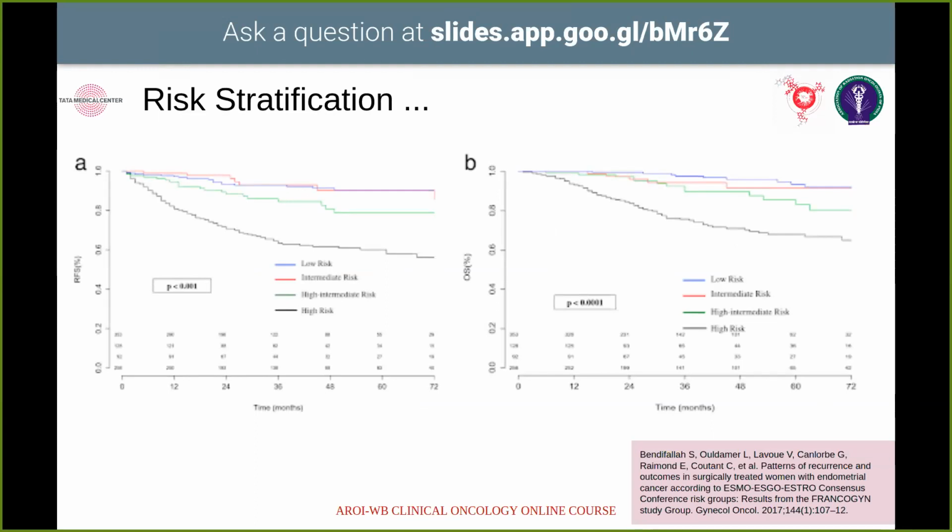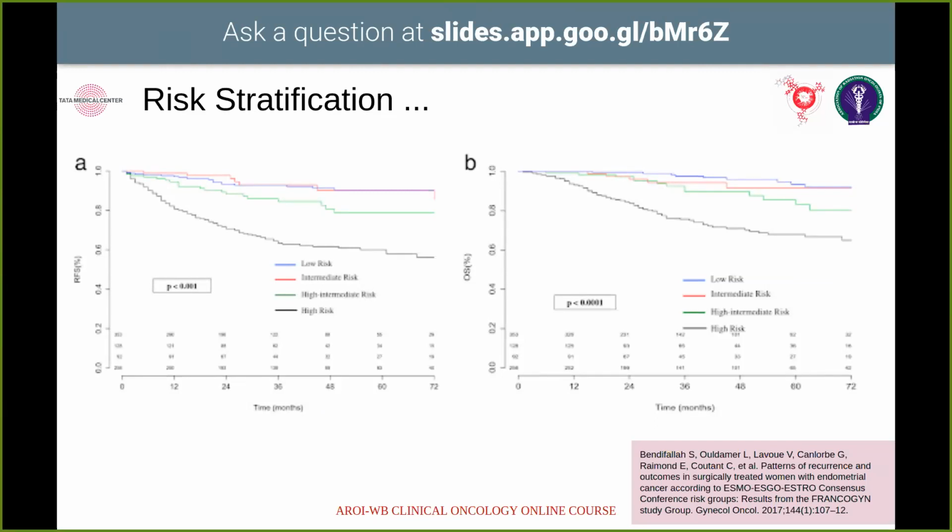The risk stratification works because it does segregate people into groups with differing prognosis. So high-risk patients have 5-year survivals in the range of around 60% or so. In contrast to that, low-risk patients have survivals in excess of 90 to 95%. High intermediate risk group patients usually have a survival in the range of 80 to 85% at 5 years. So this is important to understand and appreciate why this risk grouping came into account.